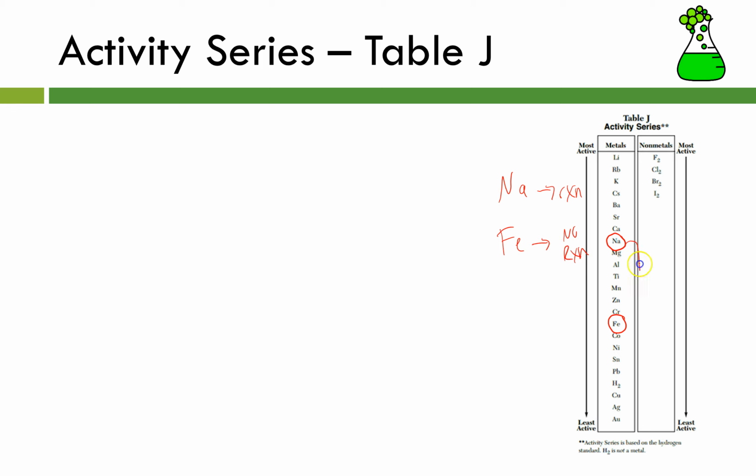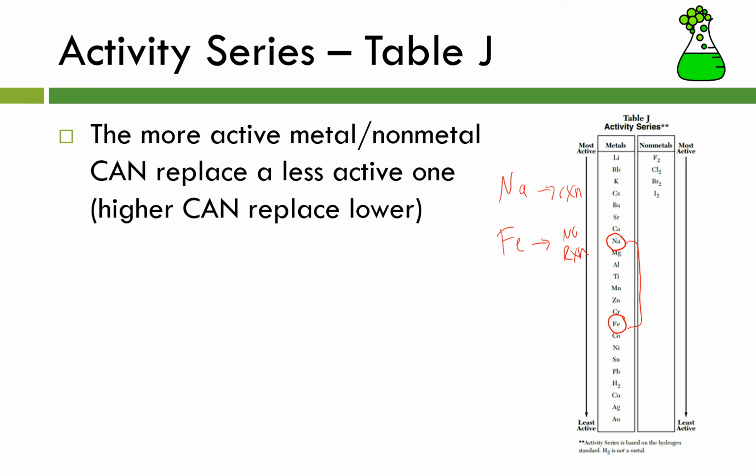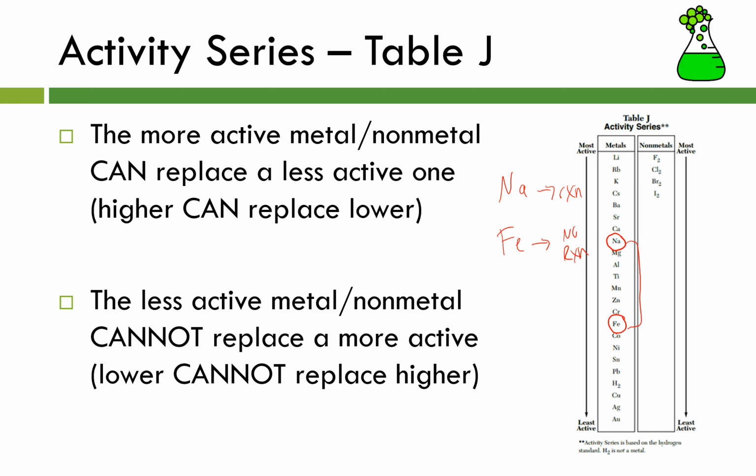In order to use table J, you need to look at where the two metals are located. The more active metal, the one that's higher up on table J, is capable of replacing a less active metal. So when sodium is the single element on the reactant side, it's able to react with iron chloride and essentially just push iron out of the way. The opposite is not going to occur spontaneously. When we had iron trying to react with sodium chloride, iron was unable to move sodium out of the way. So a less active metal cannot replace a more active one. The metal that is higher on table J is going to do the replacing, and it can move a less active metal, one that's lower down on the table, out of the way.